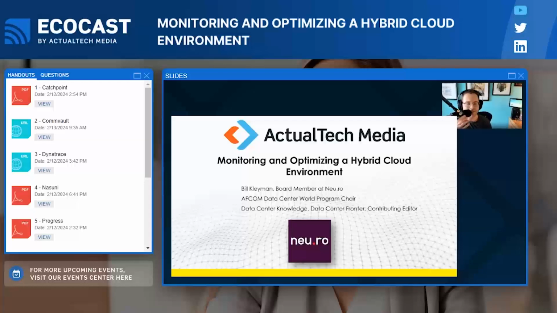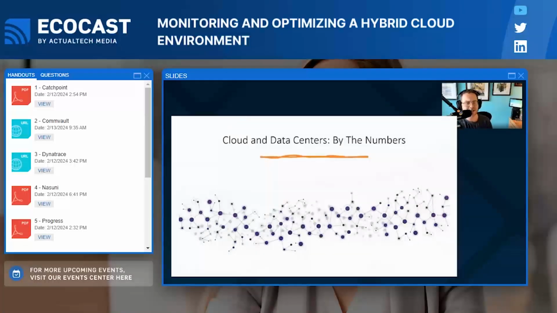But let's set the stage here a little bit and discuss hybrid cloud, where it's going and what's happening. First things first, let's look at cloud and data centers by the numbers. Now, I actually don't want to talk too much about the massive expansion of cloud computing, how much stuff is being deployed and what workloads. Let's look at physical infrastructure for a second to really understand the growth of a cloud ecosystem.